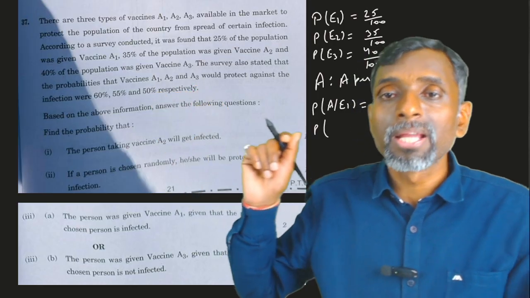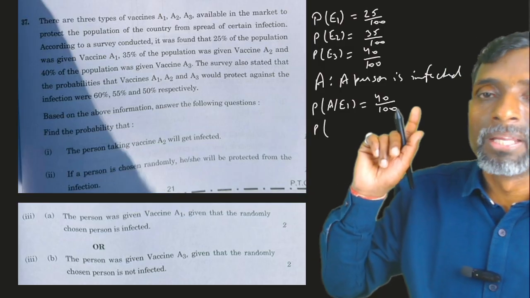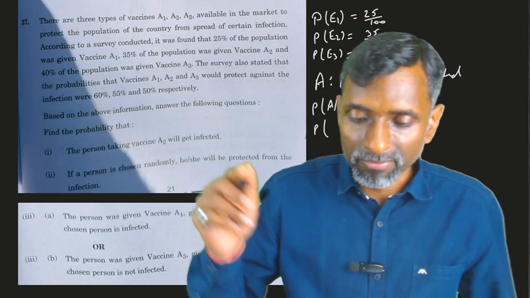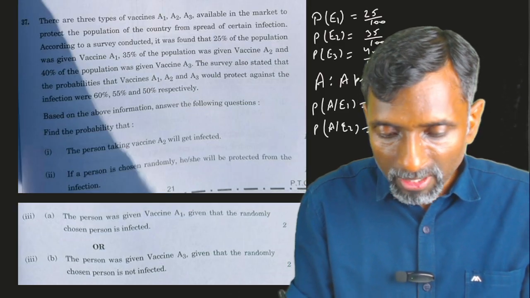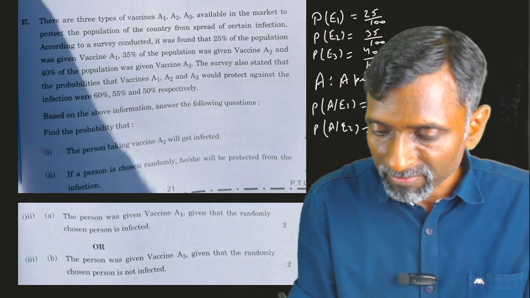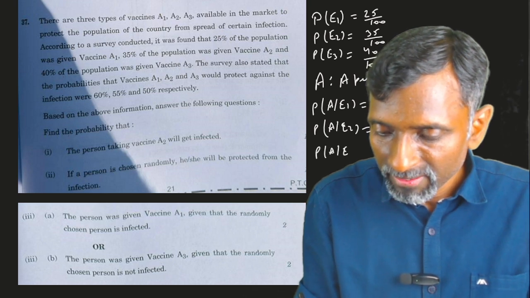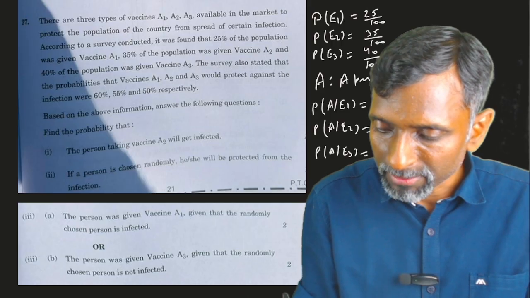But what is the chance of getting infected? What is the chance of a person getting infected? It is again 40%. So we should subtract that 60% from here. So when we are finding A by E2, it should be 1 minus 55%, that is 45%. And the probability of A by E3 can be written as 1 minus 50%, that is 50%.